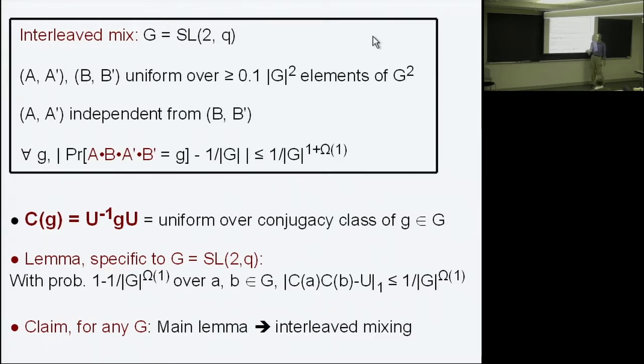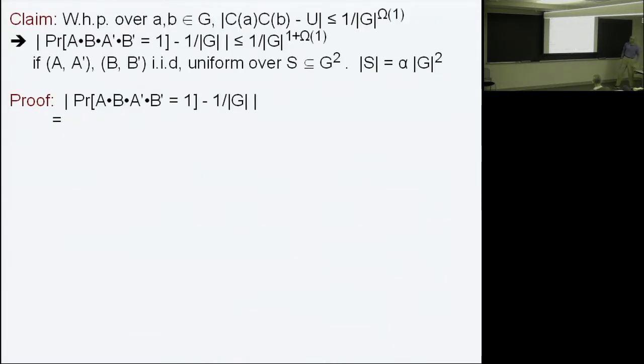And then there is another claim that if you prove something like this for any group, this or something else, you get this interleaved mixing. I want to start by telling you about this claim because I want to show you how conjugacy classes show up in the study, because it may not be clear. So let me try to tell you about the proof of this claim.